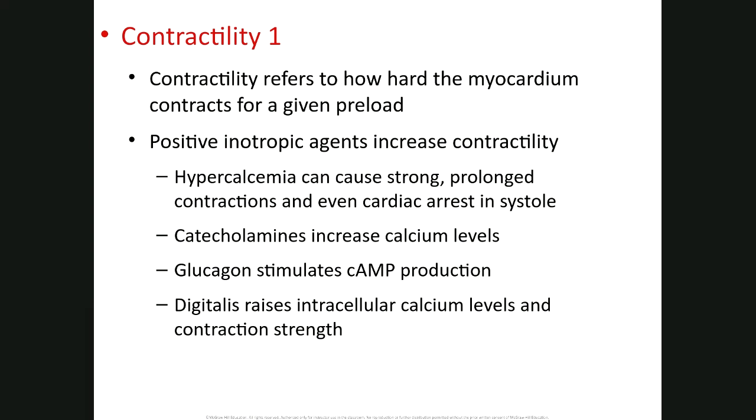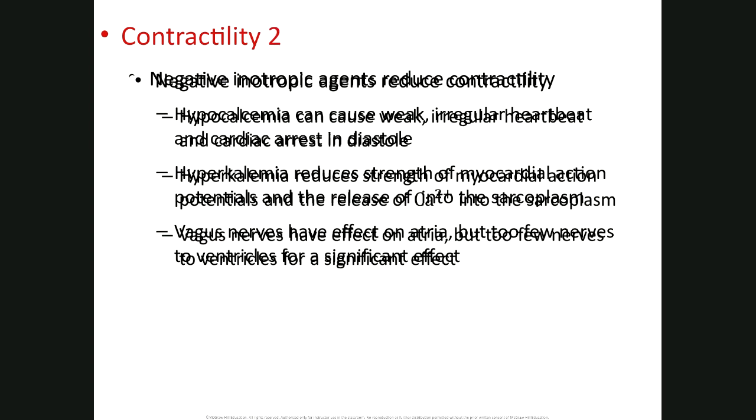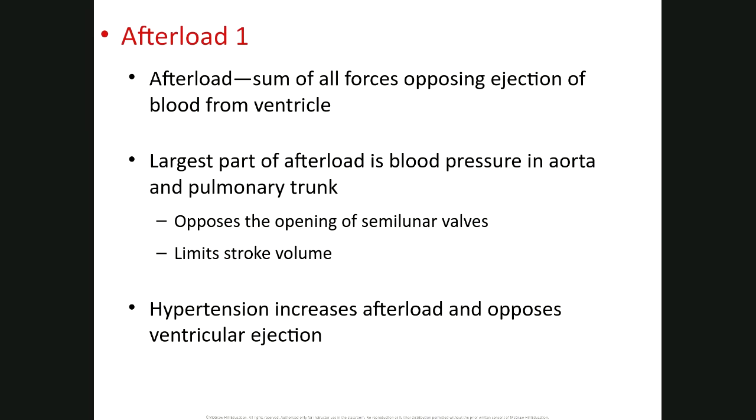Hypercalcemia, catecholamines, epinephrine, norepinephrine, glucagon, and digitalis all raise the contraction of the muscles. All raise contraction, not the rate, but just the contraction strength. Negative factors reduce contraction. Low calcium levels will do that. Increased calcium and potassium will do that. The vagus nerve dominating the picture will also slow down contraction. So that's your preload, and then you had your contraction.